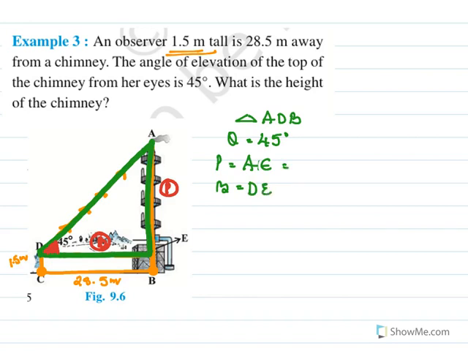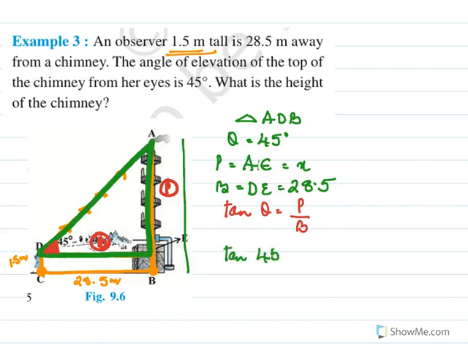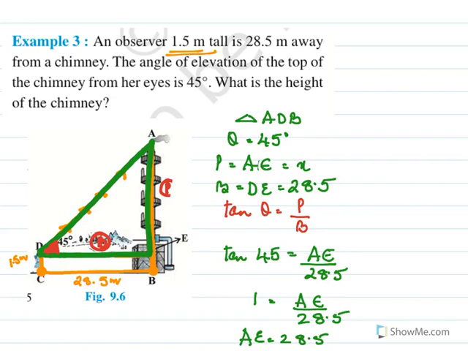Now look at AE. Here we need to find AB, right? So we know that DE is 28.5. We have perpendicular and base, so we use tan. Tan theta is perpendicular over base. So tan 45 equals perpendicular, which is AE, and we don't know that, over base 28.5. So tan 45 is 1, equal to AE over 28.5. So AE is 28.5. So we found our AE from here.